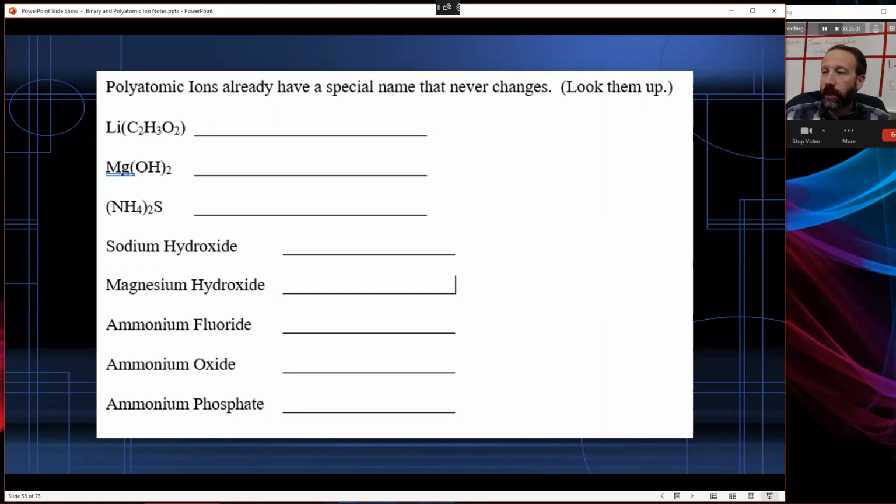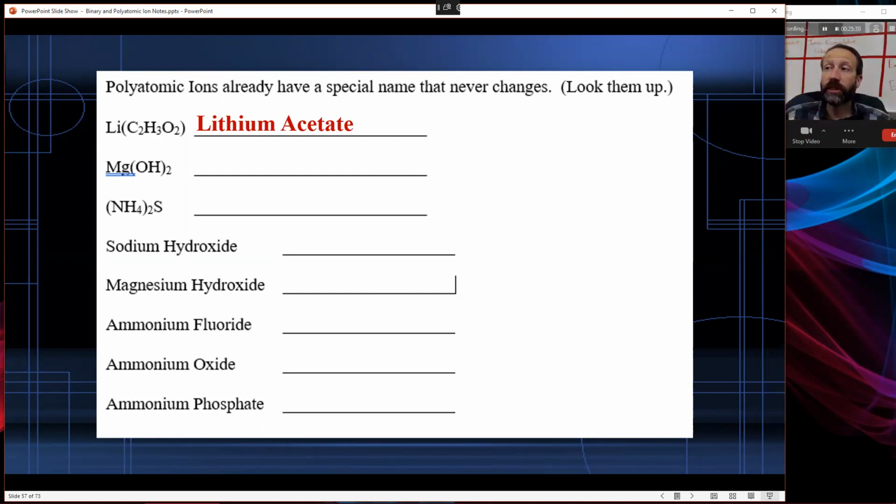Okay, so if I give you a formula, I want a name. So what are we going to call Li? Lithium, exactly. What are we going to call C2H3O2? Well, we're going to go to our list, and it's in my list, it's right about here. C2H3O2 is acetate.